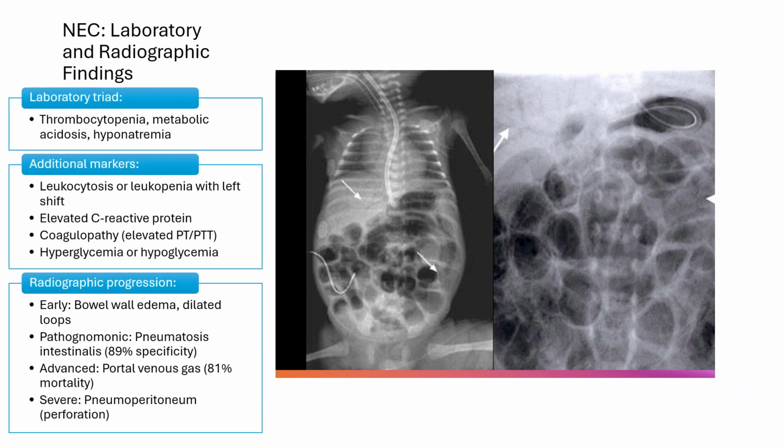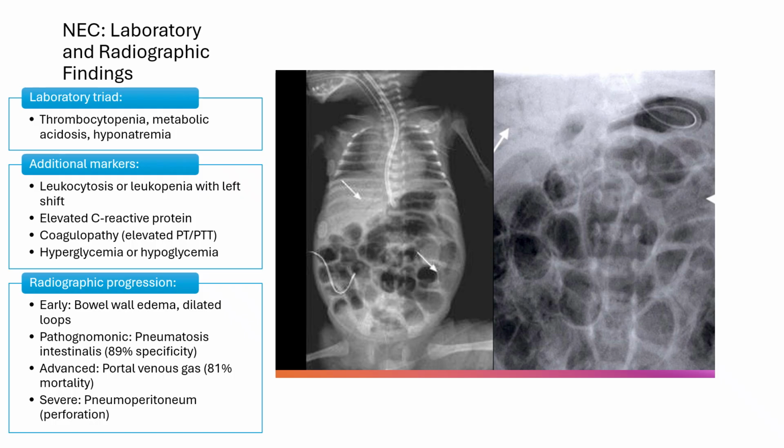NEC laboratory and radiographic findings tell a story of progressive intestinal destruction and systemic inflammation. Understanding why these changes occur helps you recognize disease severity and guide management decisions. The laboratory triad reveals the body's response to intestinal catastrophe. Thrombocytopenia occurs because platelets become consumed at sites of intestinal necrosis. Think of platelets rushing to plug thousands of tiny holes in damaged blood vessels, depleting the circulating supply.